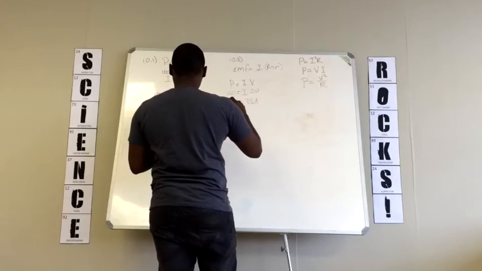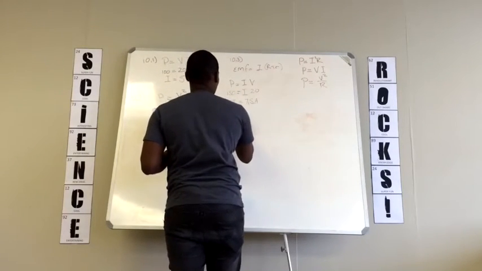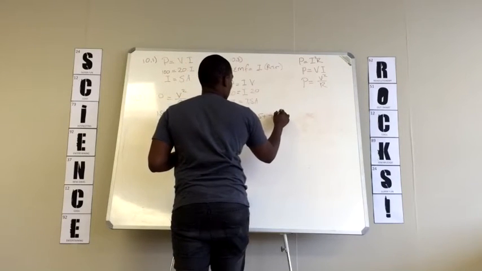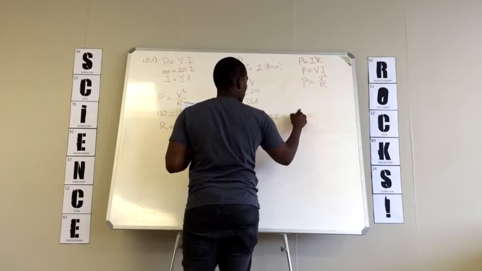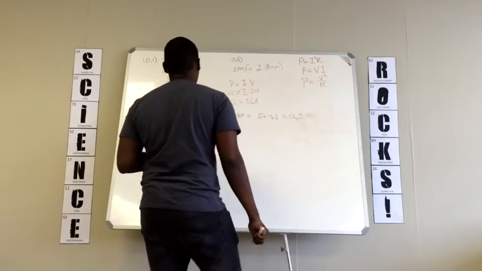So the current in the one above was 5, and this one is 7.5. So my I total is 5 plus 7.5, which will give us 12.5. Then how do I get my total resistance?